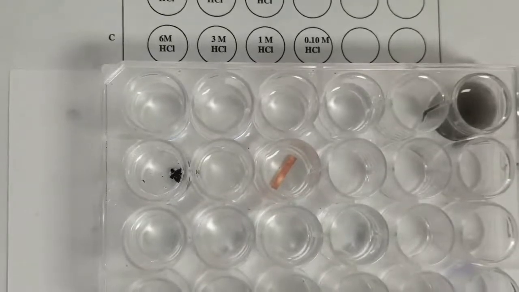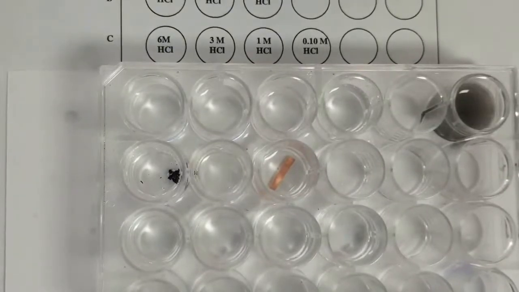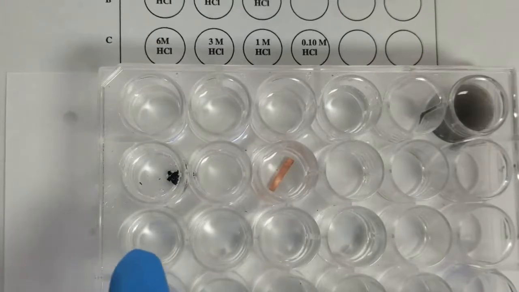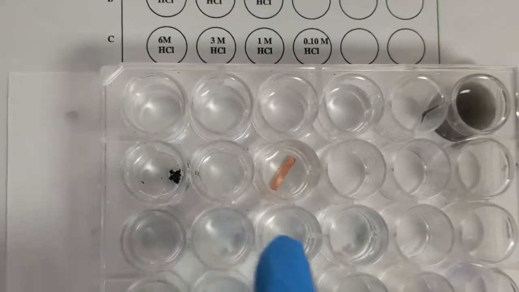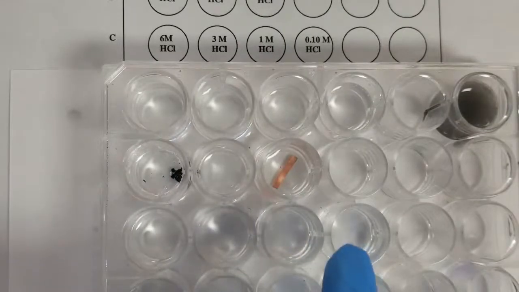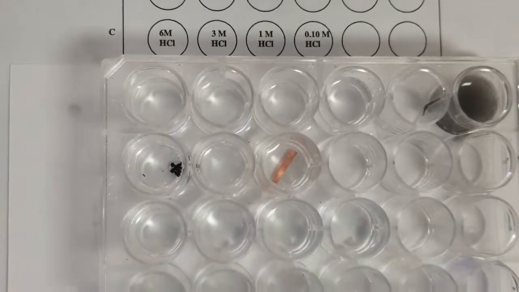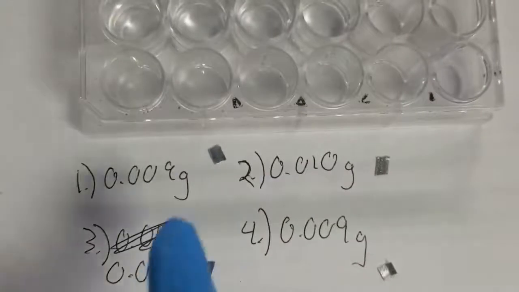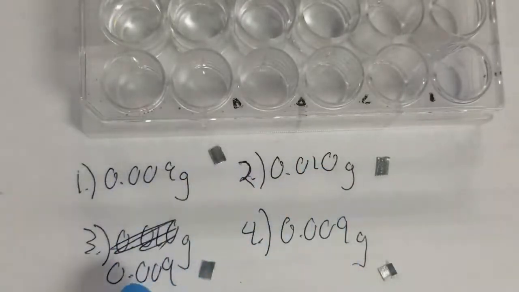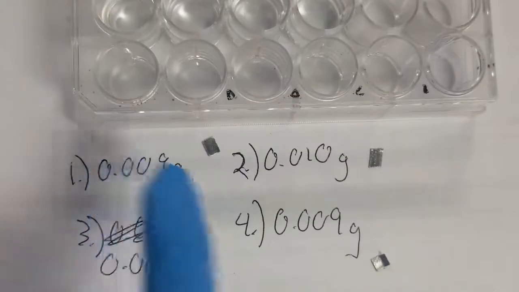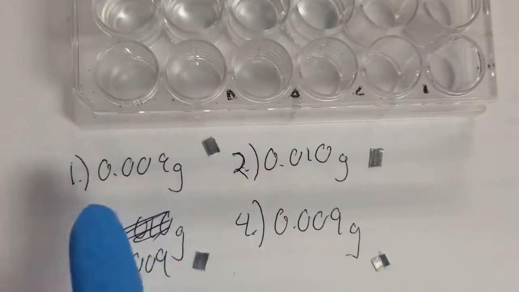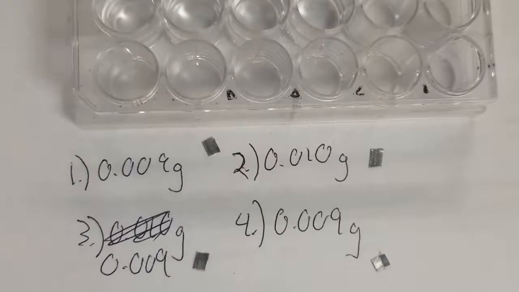All right, so finally, we're going to take a look at the effect of concentration on the rate of the reaction. So in cell C1 here, we've got 6 molar hydrochloric acid, 3 molar hydrochloric acid, 1 molar hydrochloric acid, and 0.1 molar hydrochloric acid. And to these, we're going to add our 4 strips of magnesium. I've written down the weights of all 4 strips right there. And we're going to go in order. Number 1 is going to go in the 6 molar, 2 in the 3, 3 in the 1 molar, and then 4 in the 0.1 molar.